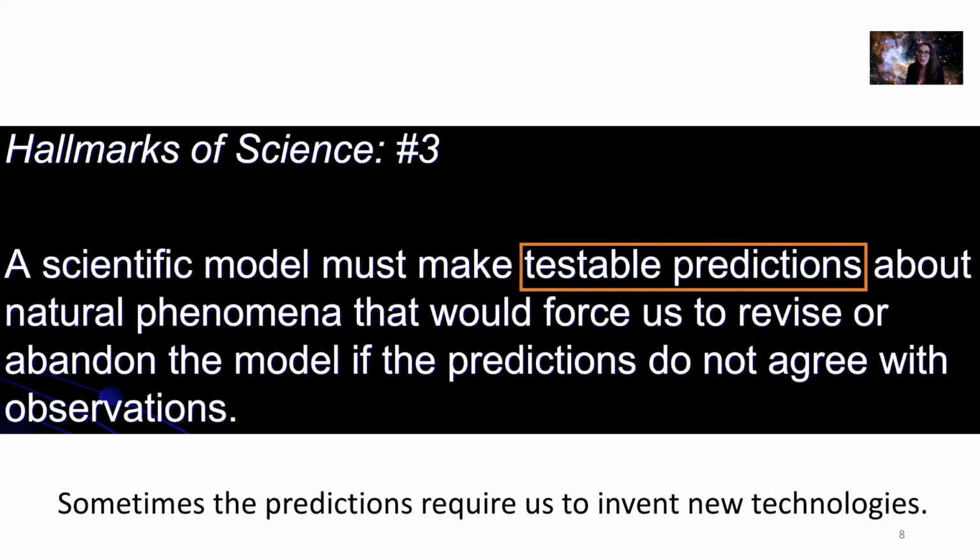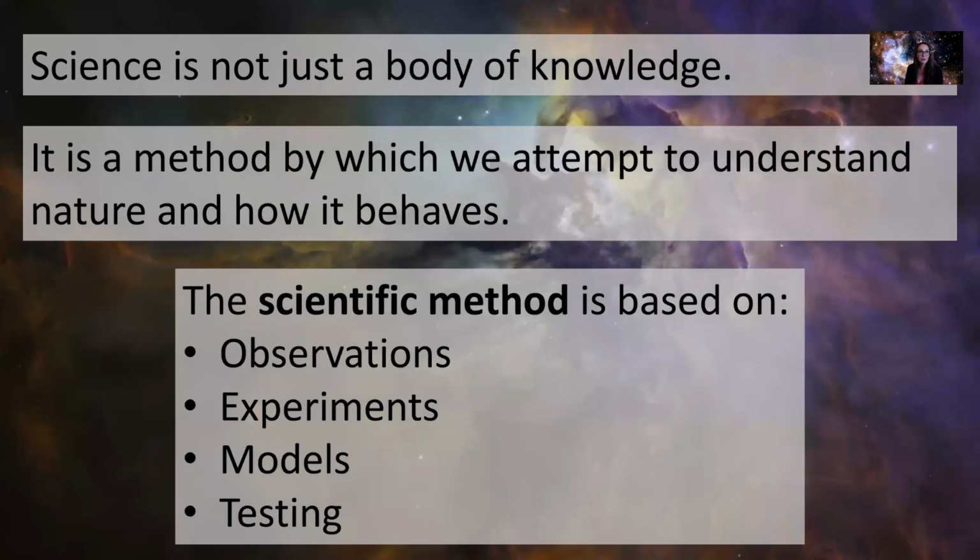Einstein made many predictions that couldn't be tested until after he passed away. So we have to think about ways in which we could test our predictions, and hopefully we can do that now, or someday in the future someone will have the technology to be able to make sense of those predictions. So science is not just a body of knowledge. In astronomy, we're not going to just learn facts. We're going to learn methods. Science is a method by which we attempt to understand nature and how it behaves.